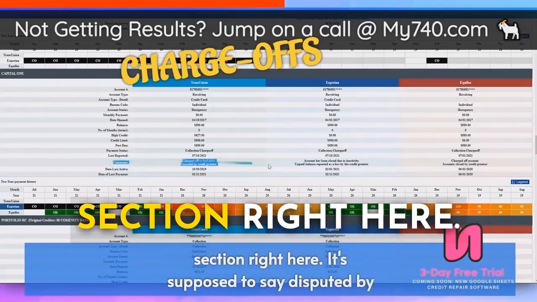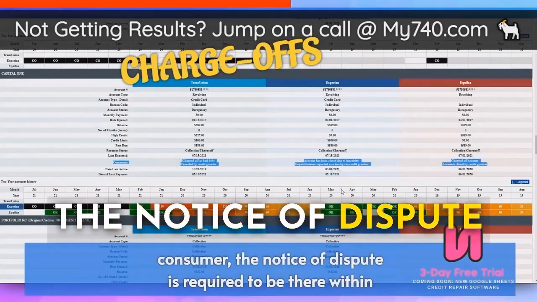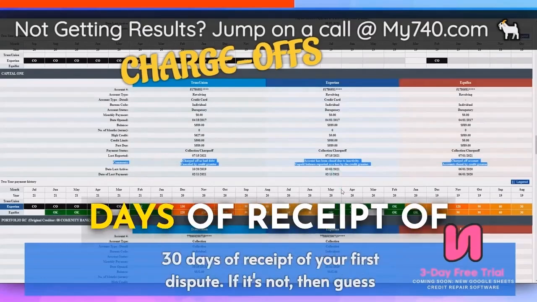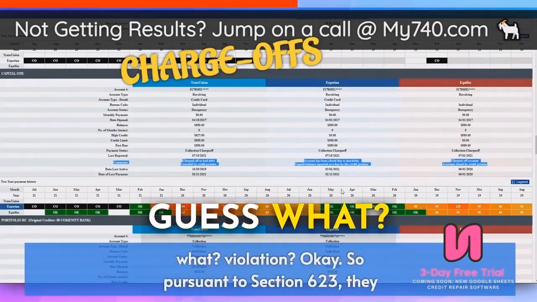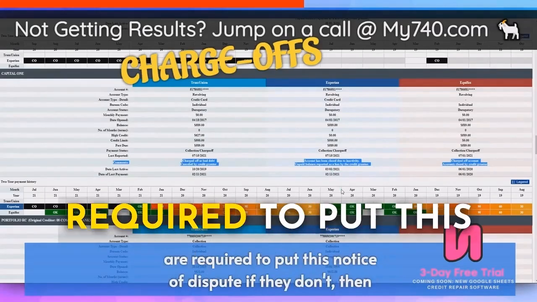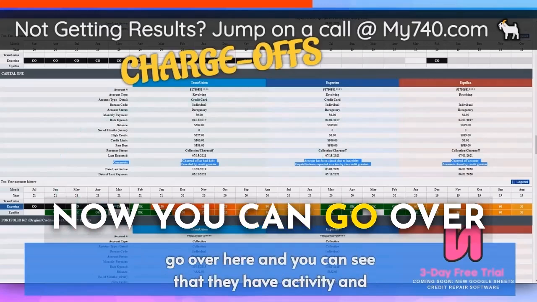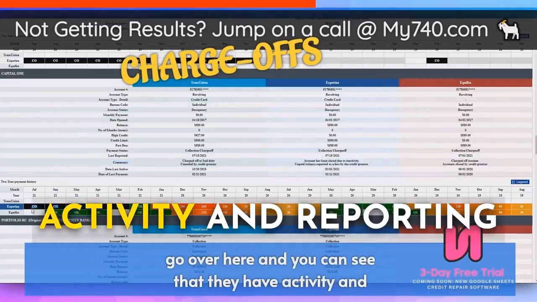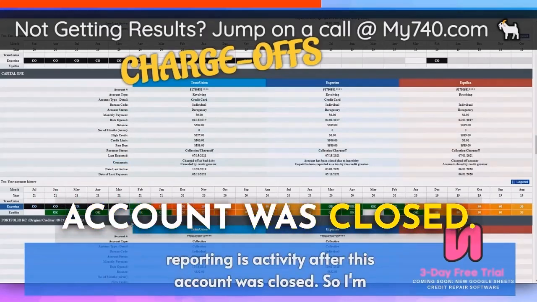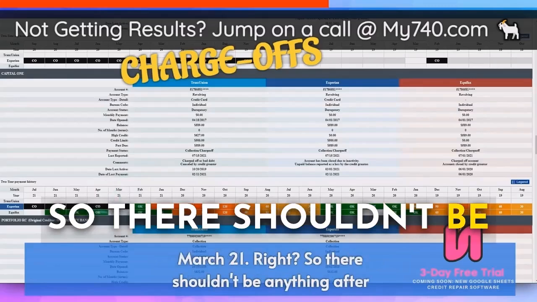When it comes back and they say, oh, it's verified, guess what? Look at the comment section. It's supposed to say disputed by consumer. The notice of dispute is required within 30 days of your first dispute. If it's not, guess what? Boop, violation, okay? Pursuant to section 623, they are required to put this notice of dispute. If that doesn't work, now you can go over here and you can say they have activity after this account was closed. Assuming this account was charged off March 21, there shouldn't be anything after.